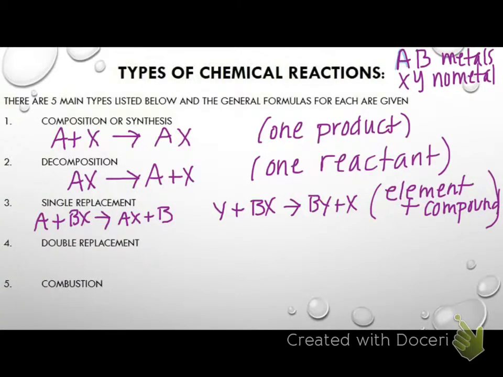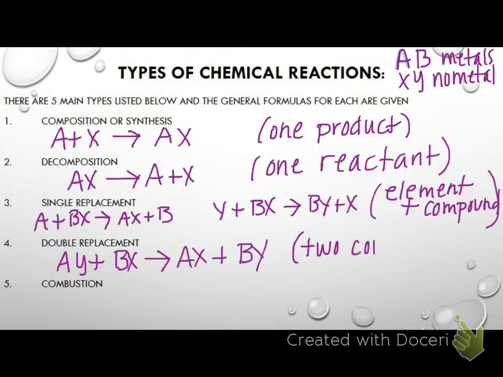A double replacement is going to be two compounds, specifically two ionic compounds. So I would have AY plus BX yields AX plus BY. So they switch places. The positives and the negatives still have to go together. So you would recognize this by the fact that there's two compounds on both sides of the equation. Those are just some key ways to recognize when you see an equation what type you have.